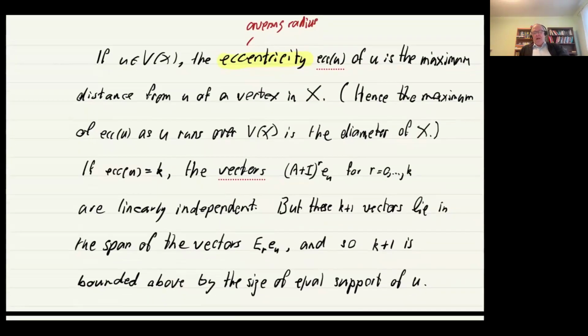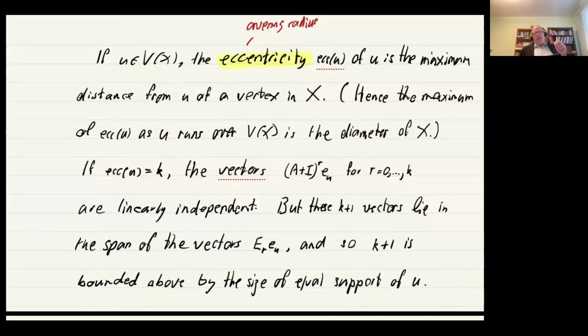So the eccentricity of a vertex, or sometimes it's called the covering radius, is the maximum distance of a vertex in X. And the maximum value, just for reference, of the eccentricity over all the vertices would be the diameter of the graph, but we don't really care about that. Now, in the last lecture, I proved that the diameter plus 1 was a lower bound on the number of distinct eigenvalues of the graph. And so I'm going to prove an analog of this.